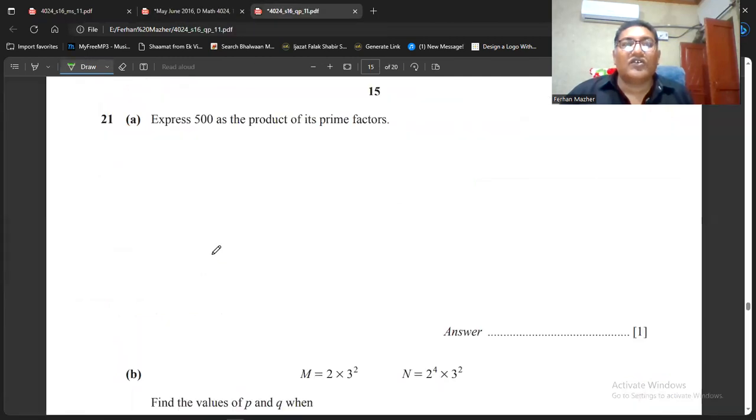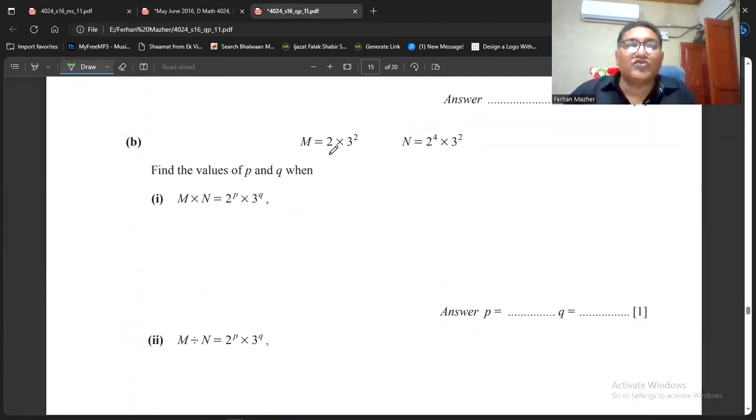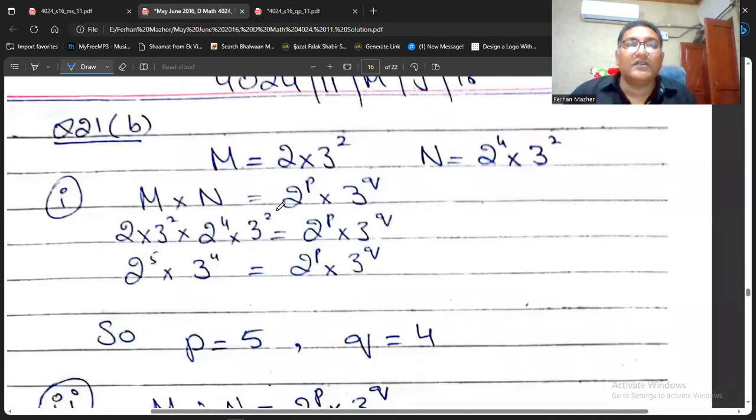Okay. So then we have, he says m is equal to 2 into 3 raised to power 2, and n is 2 raised to power 4 into 3 raised to power 2. He says find the value of p and q when m multiplied by n is equal to 2 raised to power p into 3 raised to power q. So very simple, you just have to multiply them. So m multiplied by n will be 2 multiplied by 3 square multiplied by 2 raised to power 4 multiplied by 3 square. It will become 2 raised to power 5, and this will become 3 raised to power 4. So this means p is equal to 5 and q is equal to 4.